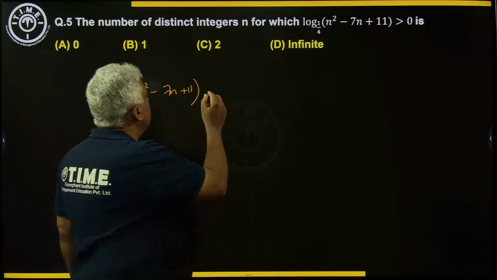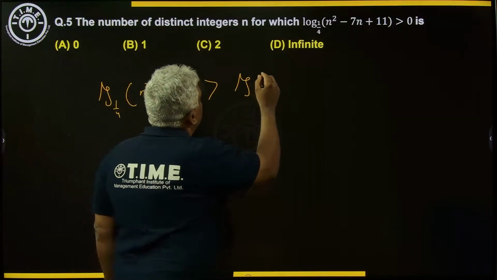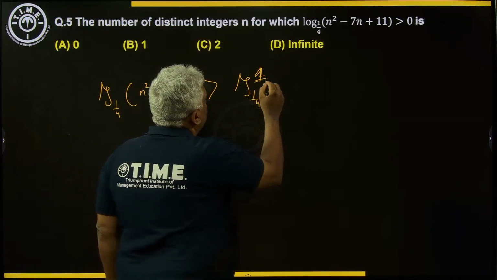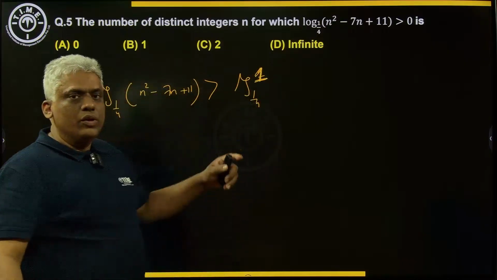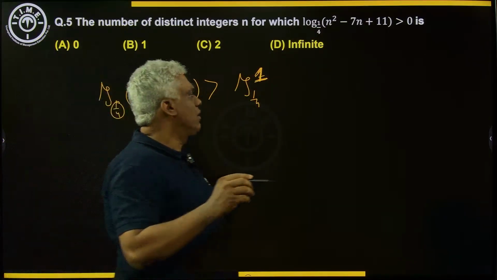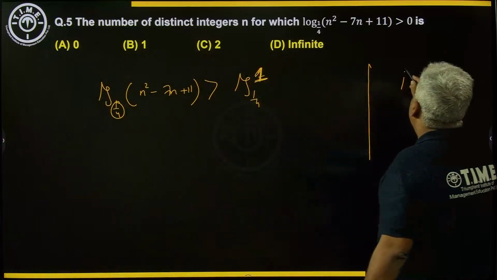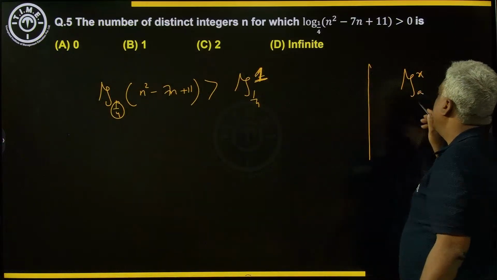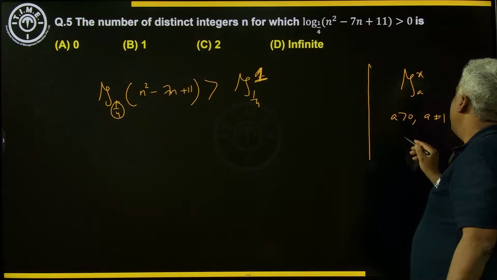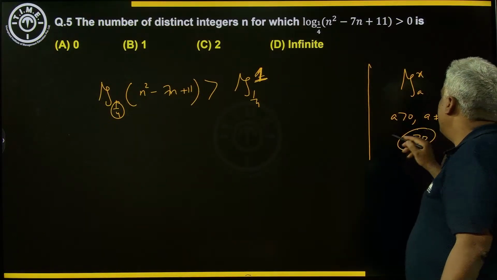Now this is log base 1 by 4 of n square minus 7n plus 11, and that is more than 0. So we can write it as more than log of 1 to the base 1 by 4, which is 0. For the log function, we know that the base a is more than 0 but not equal to 1, and x has to be positive. That is the domain.